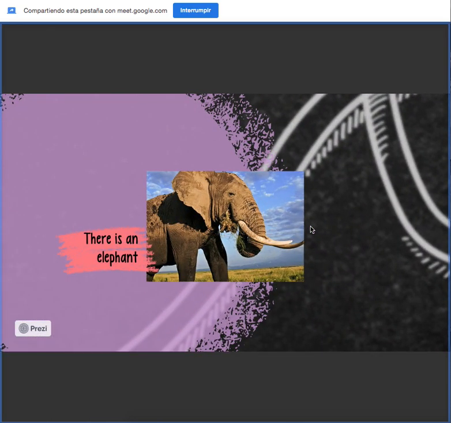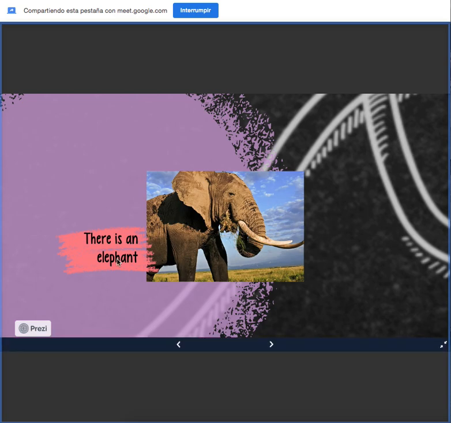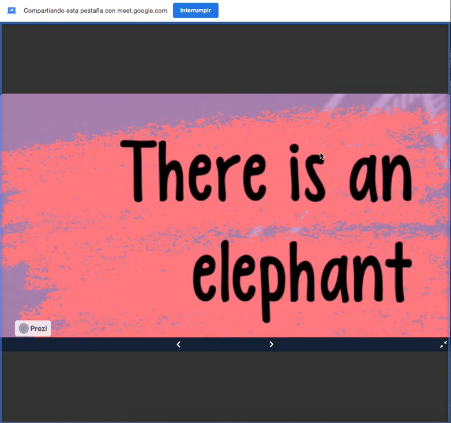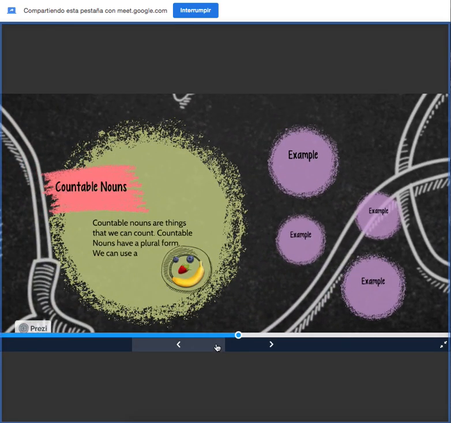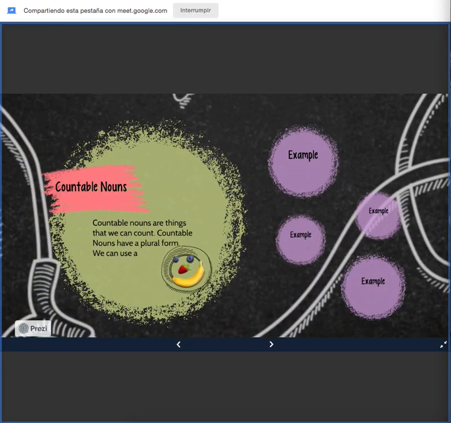And let's check out the last example. Look at this one. There is an elephant. In this photo, I just have one elephant. And can you see I am using an because the next word, the noun, is beginning with a vowel. Por eso utilizo an, un elefante, porque mi noun, mi sujeto, que en este caso es el elefante, está empezando en vocal. So, babies, questions up to this point? Questions up to this point about countable nouns?